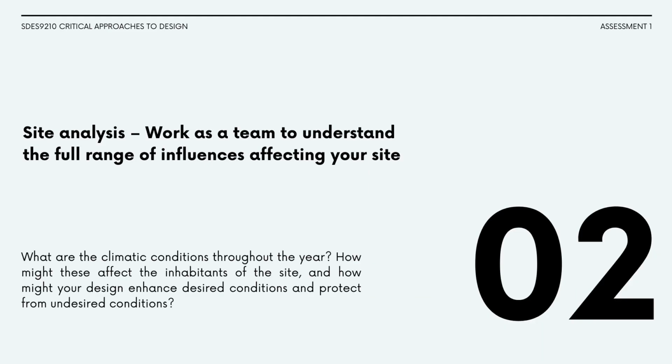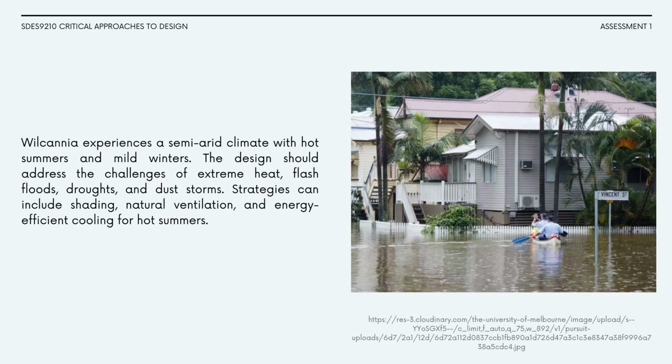This is the second part, site analysis. I will answer the first question in this part. Wilcannia experiences a semi-arid climate with hot summers and mild winters. So the design should address the challenges of extreme heat, flash floods, droughts, and dust storms.